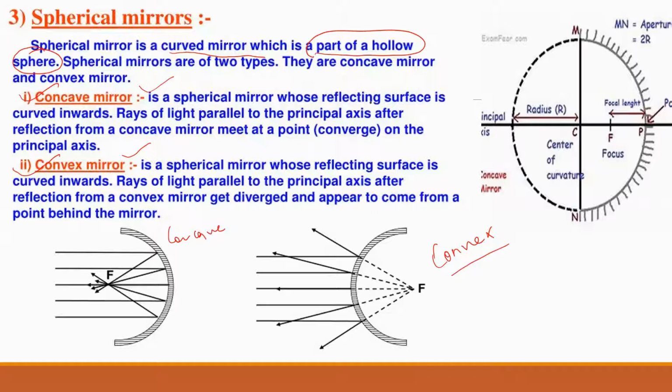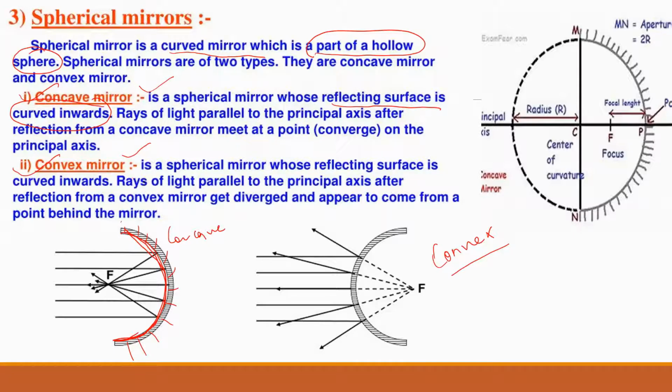Concave mirrors are those mirrors whose reflecting surface is curved inward. The reflecting surface is inward. Reflection will take place from this surface. This outer side is polished.